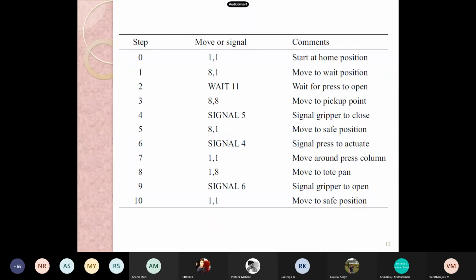In particular, signal 5 is used for close and signal 6 is used for open, for the end effector or gripper. And in order to activate the signals, we are using number 4. This is the understanding, and therefore 1 to 10 are used for the signals. So no other way, we need to use 11 for the wait.